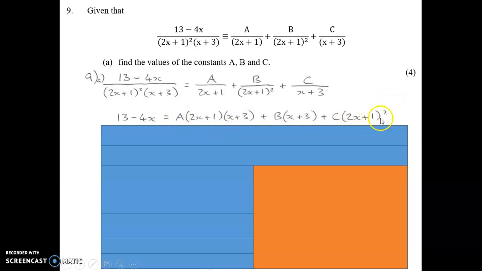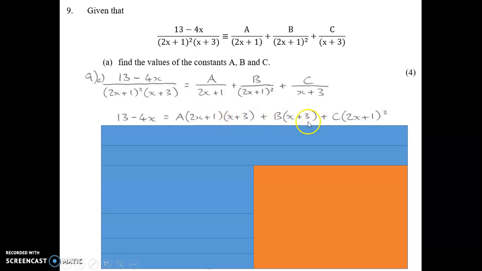And worth just pausing the video and checking that you're happy with where all of this comes from on the right hand side. I then need to work out what the A, B and C are, and we have to remember that this is an identity. I've just written an equals there, really it should be an identity symbol, and that means that this will work for all values of x. I can just choose values of x to substitute in and it will always work. So I choose values of x that are going to make some of these factors disappear, basically. I'm going to make them equal to 0.